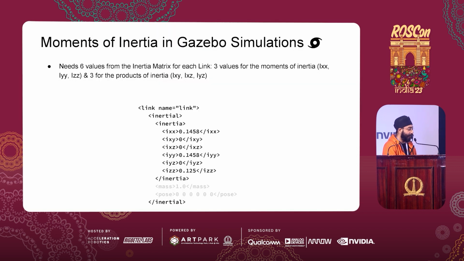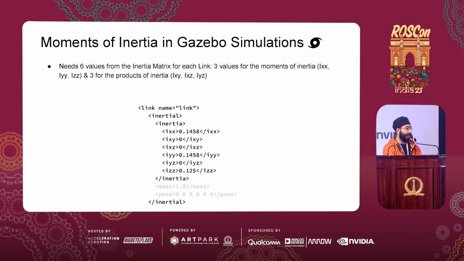Now let's see how we describe the moment of inertia for a link in Gazebo simulations. Like every simulation, we describe it using SDFormat. And in that, for describing the inertial of the link, we need 6 values from the inertia matrix: 3 for the moments of inertia and 3 for the products of inertia. We only need 3 because the matrix is symmetric about the diagonal.